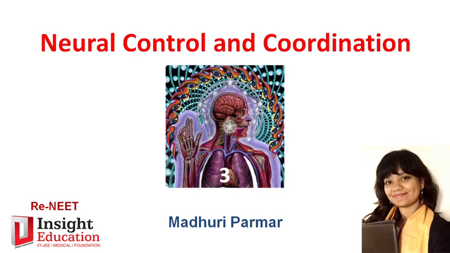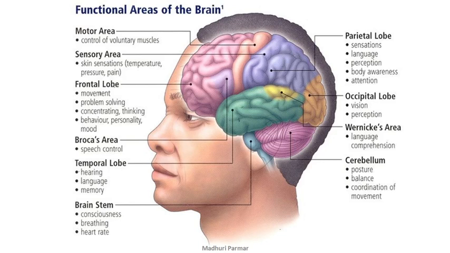Hi everyone. This is the third lecture for your chapter Neural Control and Coordination. In the last class, we saw the different parts of the brain. There are three main parts: forebrain, midbrain, and hindbrain. We started with the forebrain and said that it is made up of three main parts.